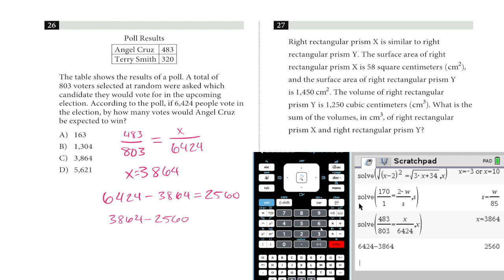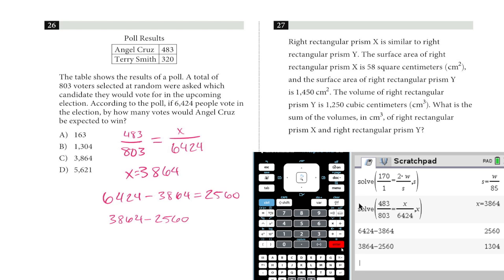And again, I'm just going to use regular, nothing fancy, no solve in the calculator. So 1,304.